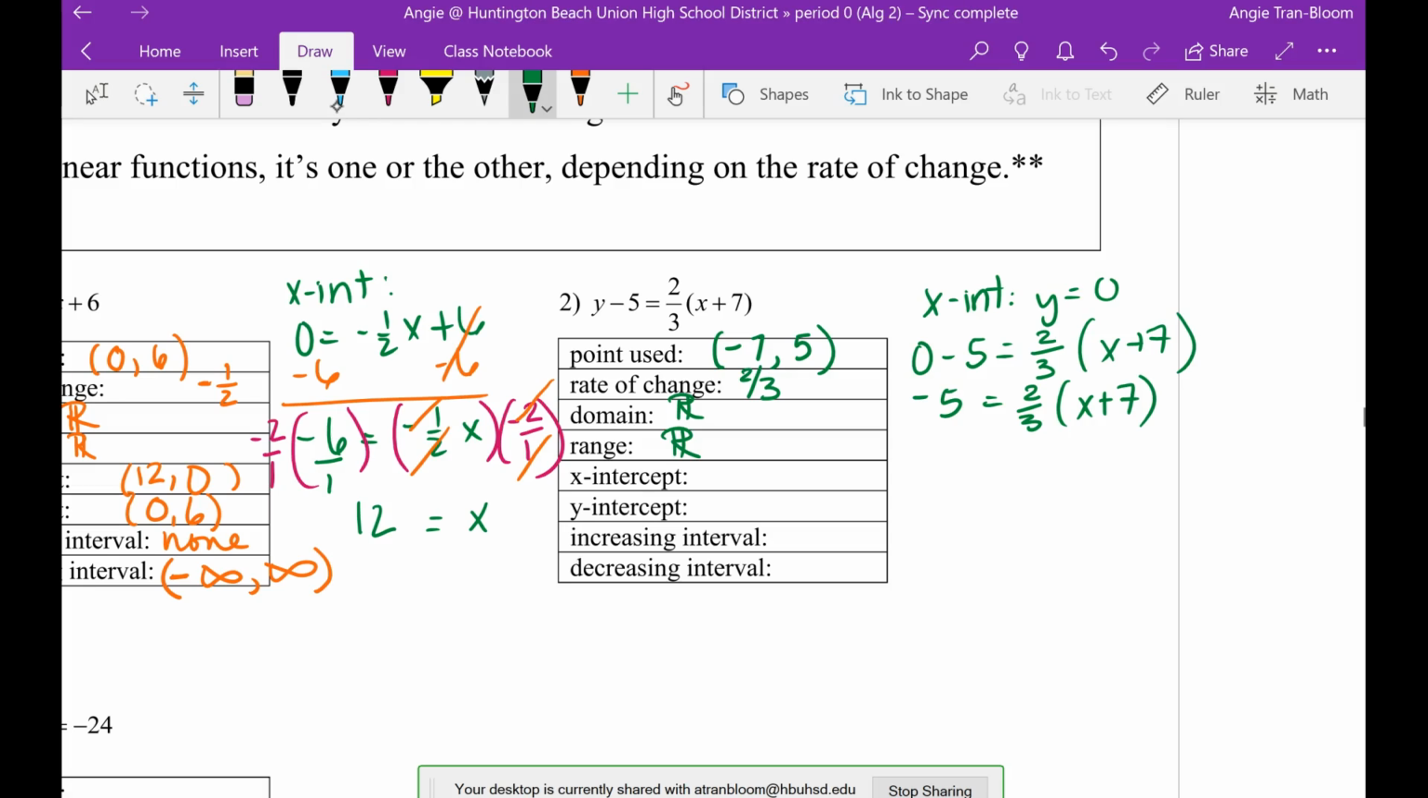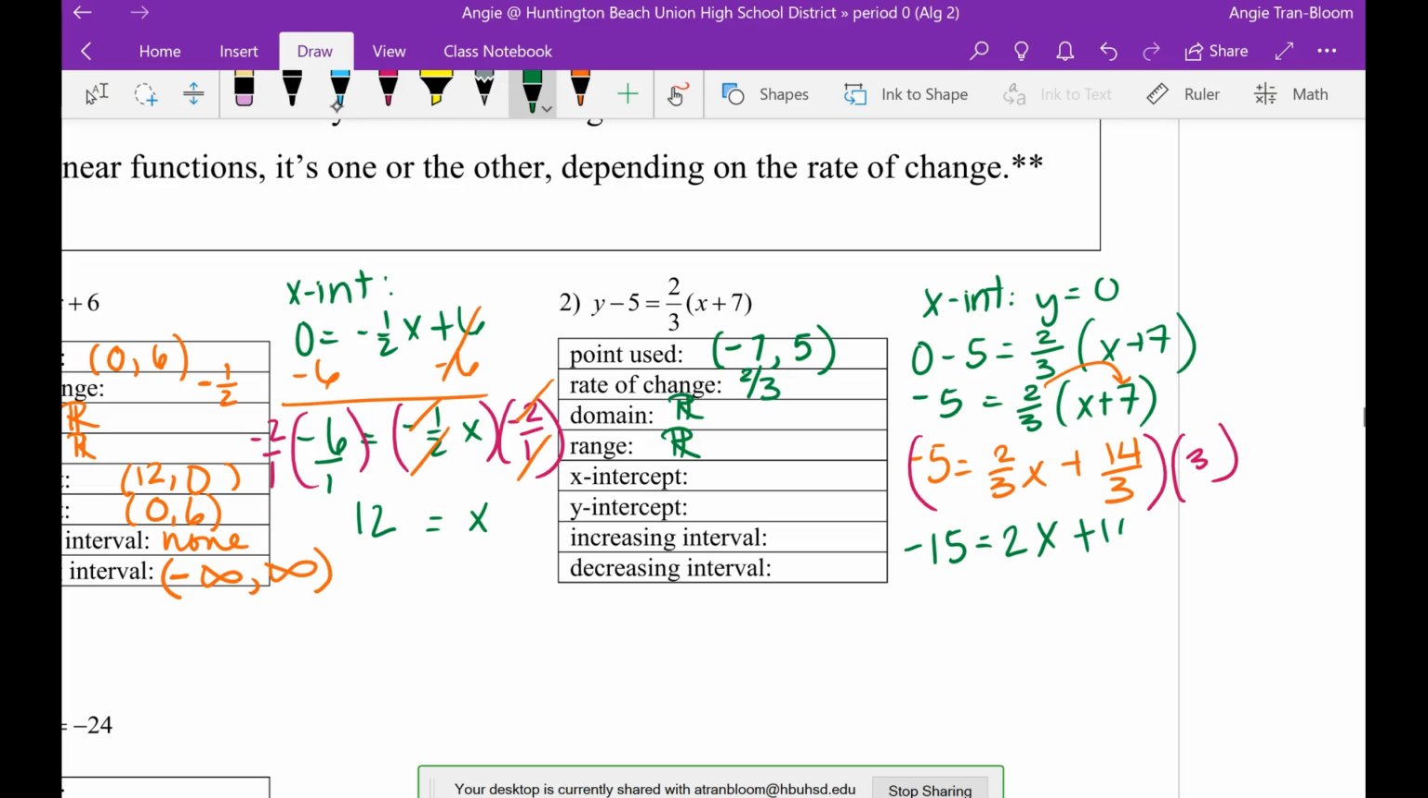You can get rid of fractions, or you can distribute. Which one would you like to go first? Distribute. Okay, let's do it. So I'm going to have negative 5 equals 2 thirds x times that. What's 2 thirds times 7? 14 over 3. Very good. Some of you would love to get rid of fractions by now. Let's do it. I need to multiply each and every term by 3. So instead of negative 5, what would you have now? Negative 15 equals how many x now? 2x plus 14. Isn't that so much prettier?